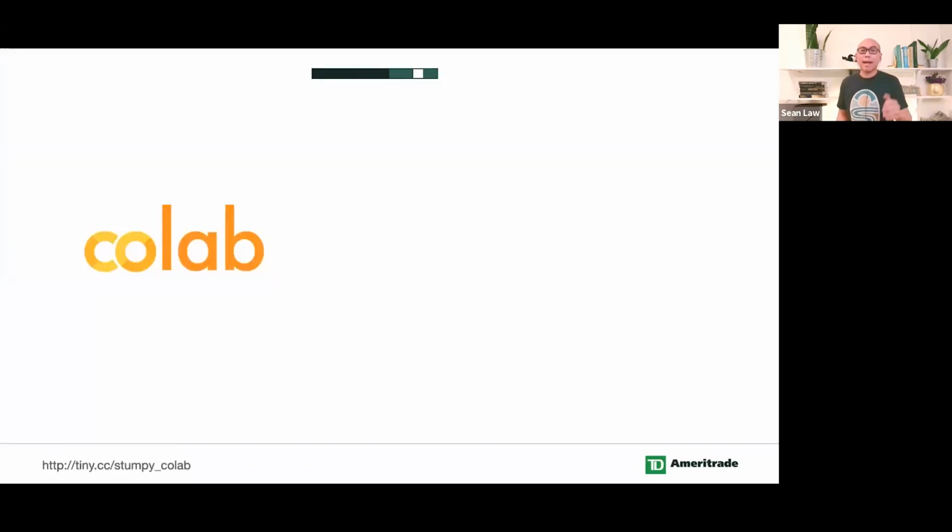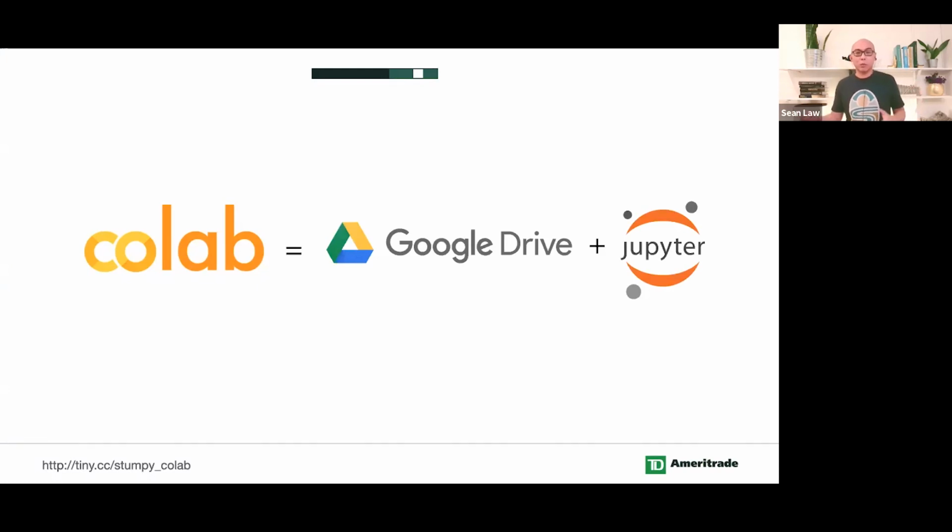So you can access Google Colab. Colab is essentially sort of like Google Drive meets Jupyter Notebooks all in one. And they actually give you, I think, roughly 12 hours of GPU time. So if you go to the link down here, tiny.cc/stumpy_colab, we have a notebook there that you can look at to see how you might use the GPUs and run Stumpy on them.